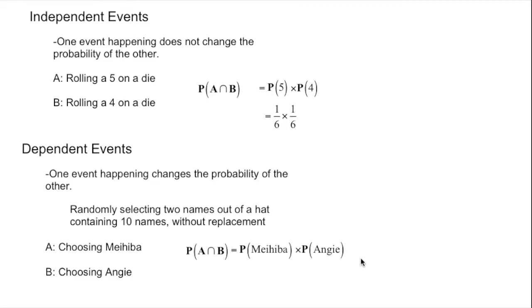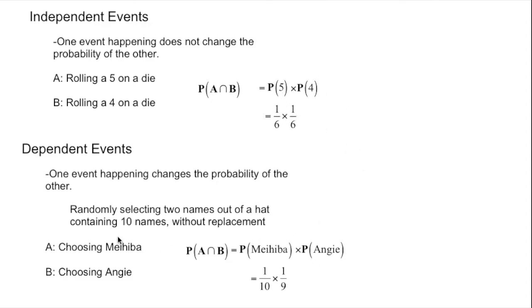Because we're pulling them out of a hat and we're not putting them back, the probability of choosing Mahiba, well, Mahiba is 1 name out of 10 names in the hat. Then, because you're not putting Mahiba's name back in, she can't be president and vice president, now there's only 9 names in the hat. The probability of choosing Angie is 1 out of 9. This circumstance would be dependent events, whereas up here, that would be independent.